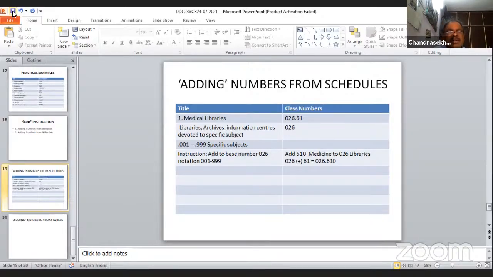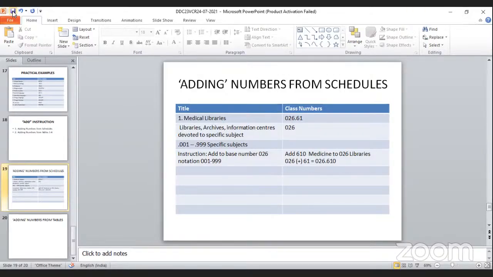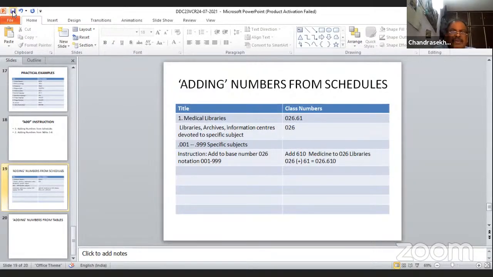So here, 001 to 999. For example, 200 is religion. If you want libraries of religion, religious libraries, you can add the religion number here. If you want law libraries, you can add the law number here to 026. To the 026, you can add any subject number to make it that particular type of library.